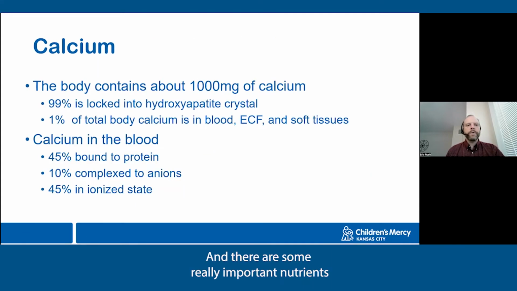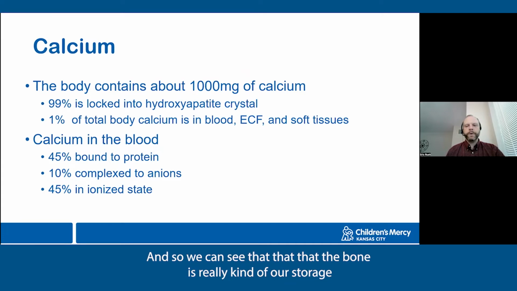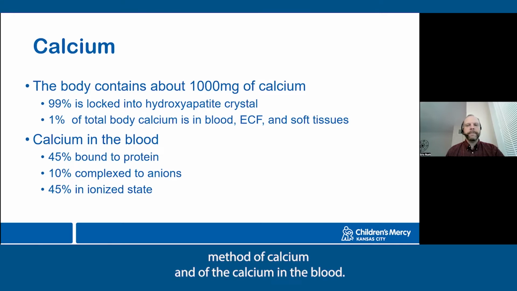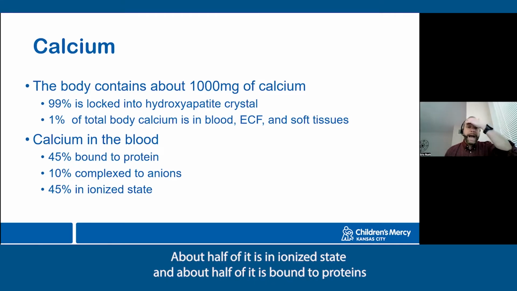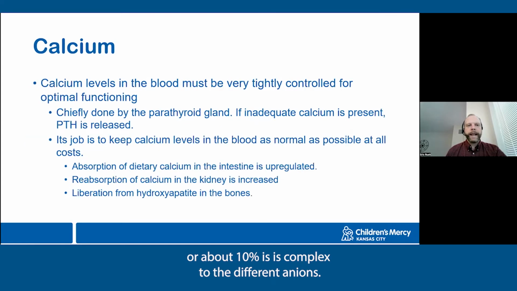And there are some really important nutrients that we will talk about very briefly, and one is calcium. The body contains about 1,000 milligrams of calcium, and most of it is locked in the bone mineral, and about 1% of it is just in the blood, extracellular fluid, and soft tissues. And so we can see that the bone is really our storage method of calcium. Of the calcium in the blood, about half is in an ionized state, and about half is bound to proteins. About 10% is complexed to different anions. And it's important that calcium levels be really tightly controlled for optimal functioning.